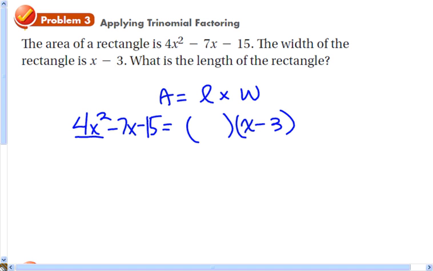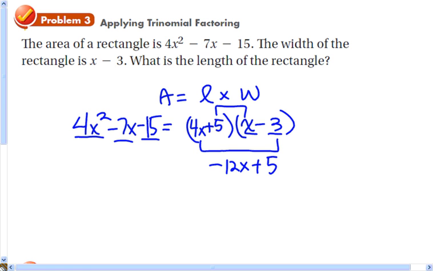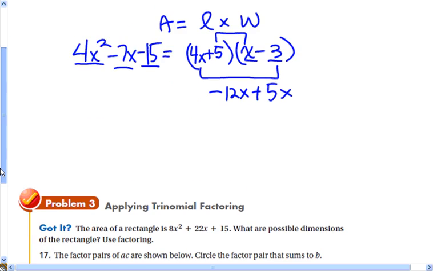Well, to get 4x squared, we know we have to multiply x times 4x. And to get minus 15, we know we have to multiply positive 5 times negative 3. Then we just have to check to make sure the middle term works out. We need to get negative 7 when we add the outer 2 plus the inner 2. The outer 2 here give us negative 12x, and the inners give us 5x, and when we add those two together, we get negative 7x, so we're good. Go ahead, you try that.